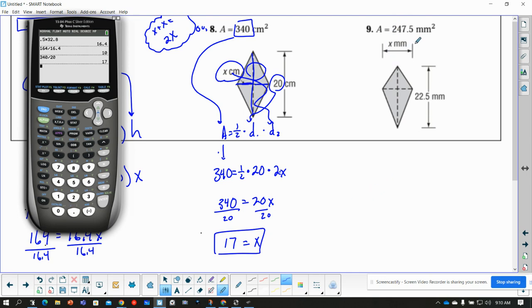All right, let's go ahead and do this last one here. Same idea again, 1/2 times diagonal 1 times diagonal 2 equals area. All right, so we got the area, 247.5. 247.5 equals 1/2. Now, just in case you're wondering, what happens if I make this diagonal 1, the x, and this diagonal 2, 22.5?